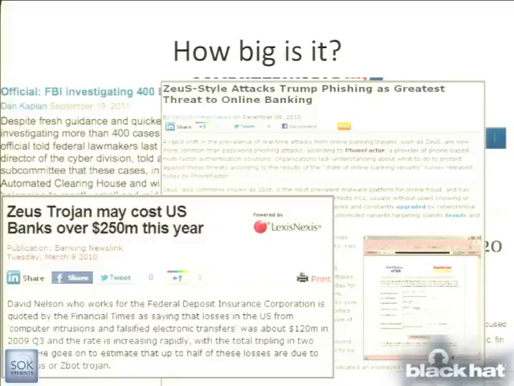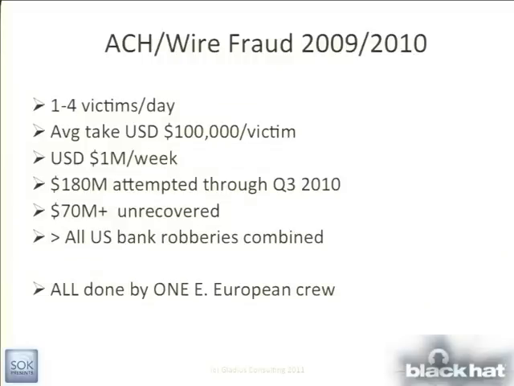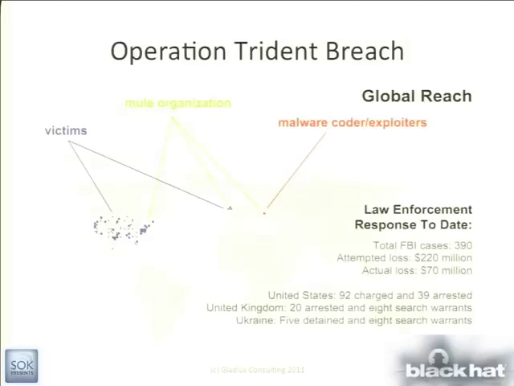Zeus really got interesting in the last year and a half. So this is one of the crews that they took down. This is the information that we had on them. They used to take 1 to 4 victims a day, about 100,000 per victim, and after about 1 million a week they went after. And they got tried for 180 million, and they got over about 85 million. And that was more than all the physical bank robberies. And that was one crew. Now, the crew were pretty much based in London. They had a bunch of mules that were based in New York, Los Angeles, and San Francisco. And they had a highly, highly encrypted network.